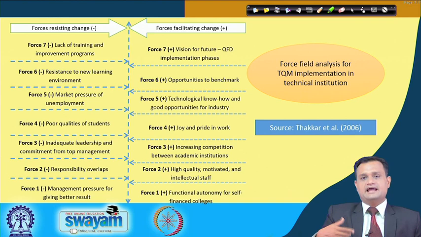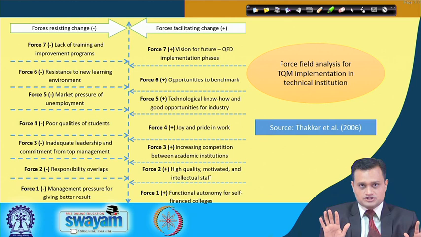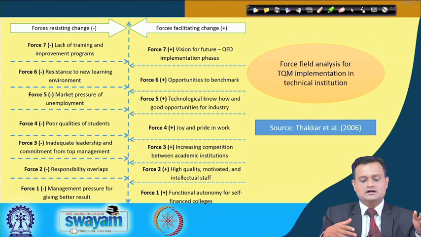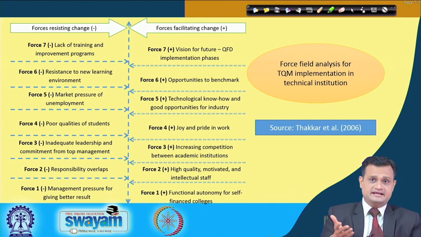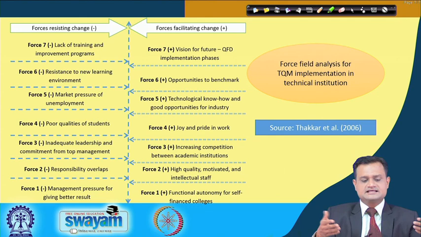So, here you can see that there are negative forces that resist the change, there are positive forces that support the change, and if I read out a couple of them, then force one, functional autonomy for self-finance colleges. This is enabling. They can decide their own curriculum, exam pattern and other things. Force three, increasing competition between academic institutions and the quality expectations go high. Force six, opportunity to benchmark.